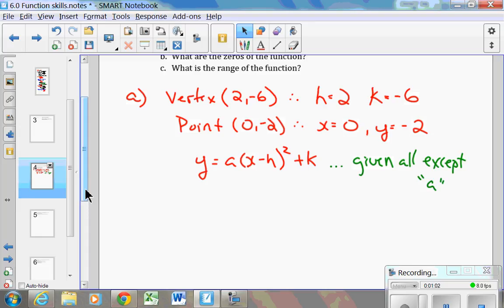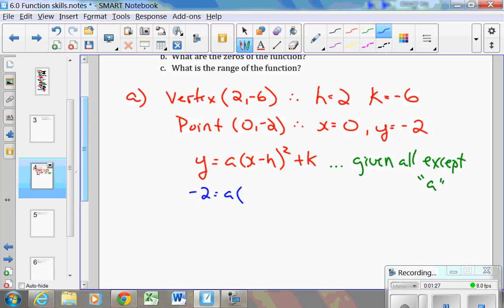Then after you find the value of a, you can write the equation, where you don't substitute in every known value of x and y. You leave those values of x and y as the unknowns, and that's how the points appear on a graph. So let's just plug in what we know. Our x and y: -2 is equal to a times (0 minus 2) squared plus k, in this case -6.